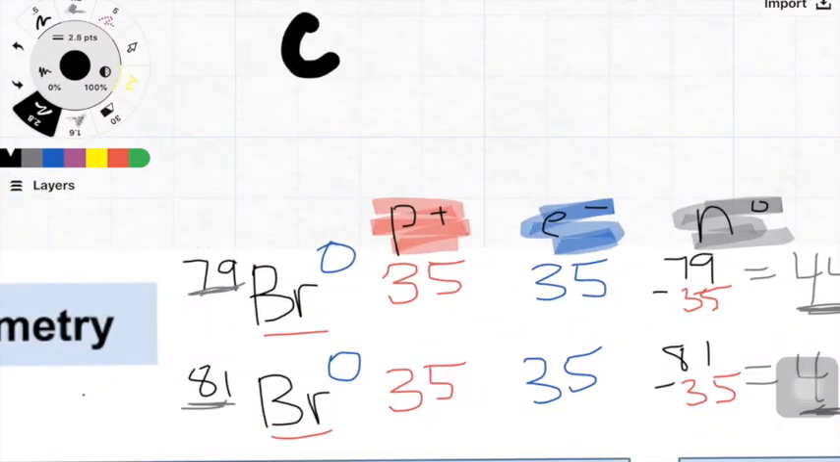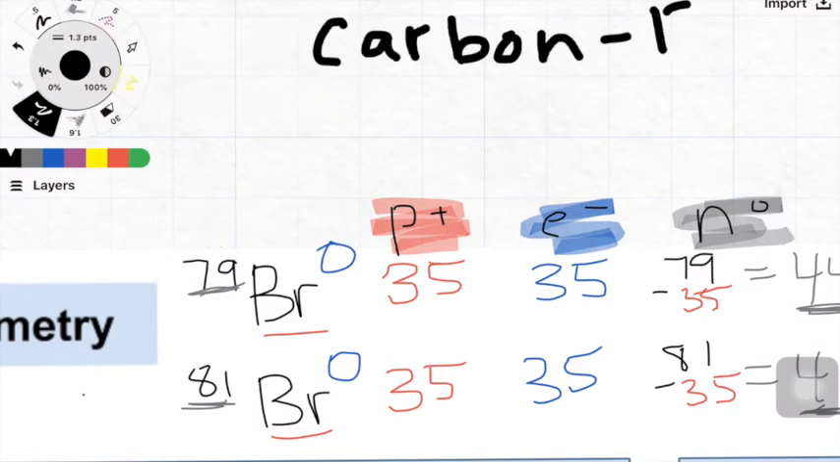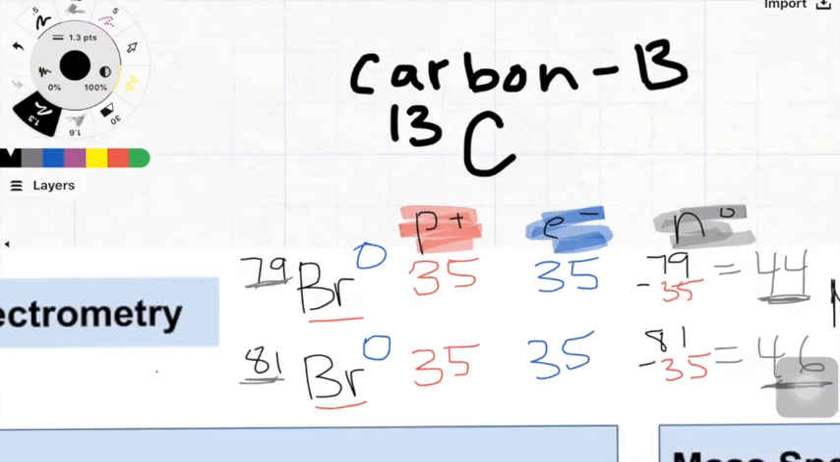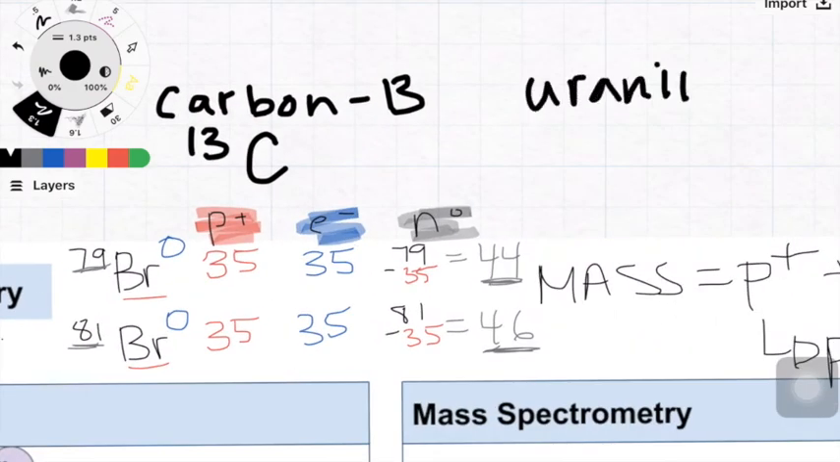Now, when we're talking about different flavors of elements that have different masses, it's very common for us to just write the mass. So carbon 13 really means a carbon with a mass of 13.